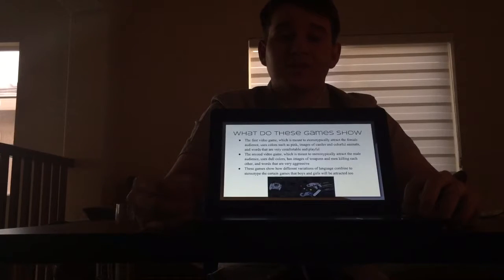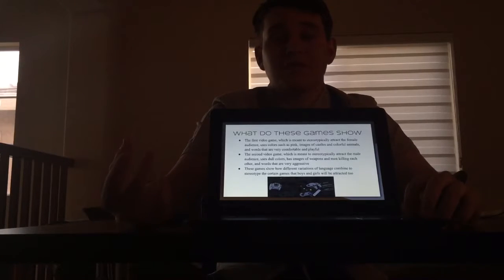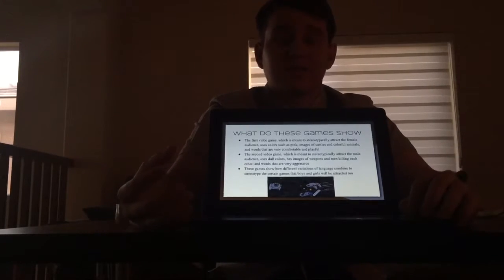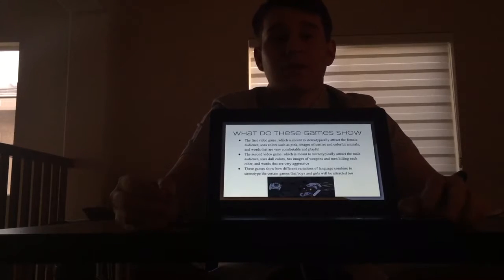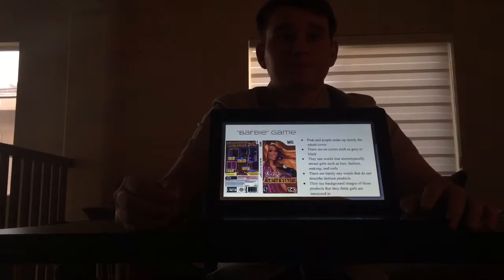Then both of these images show how different variations of language combine to stereotype certain games that boys and girls will be attracted to as they are growing up, and games that they will play as they are growing up.